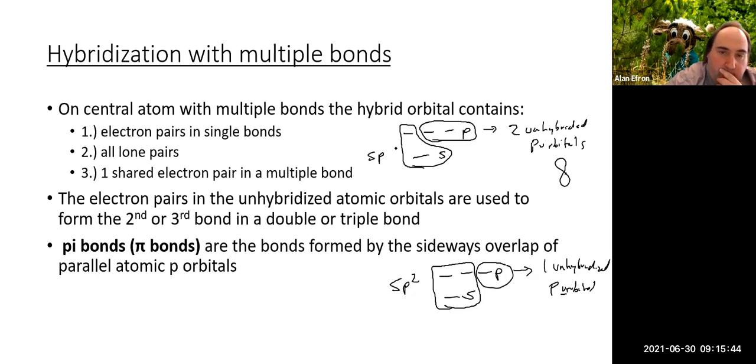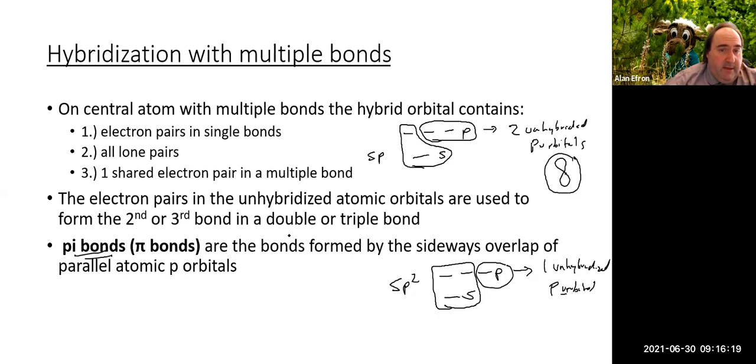So when we get a double bond or a triple bond as a result of these unhybridized p orbitals, it creates a different type of bond than a sigma bond. It creates what is referred to as a pi bond. Double bonds and triple bonds coming from these unhybridized p orbitals create pi bonds. And the difference between a pi bond and a sigma bond is actually how the overlapping occurs.